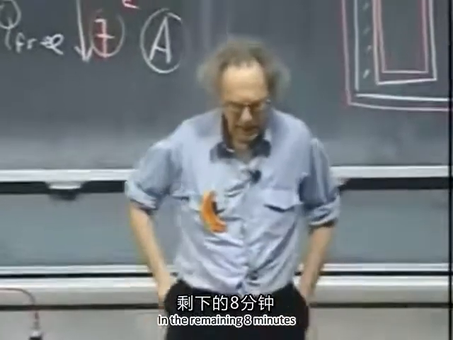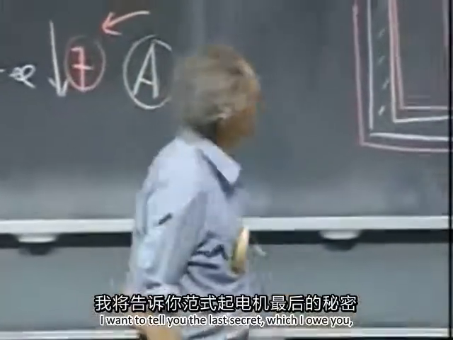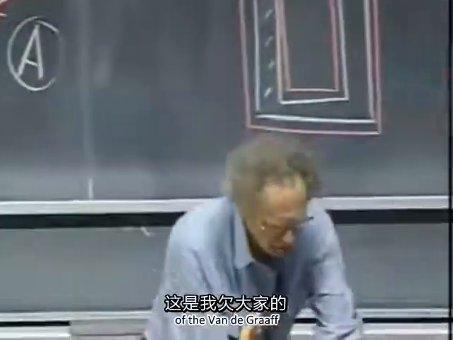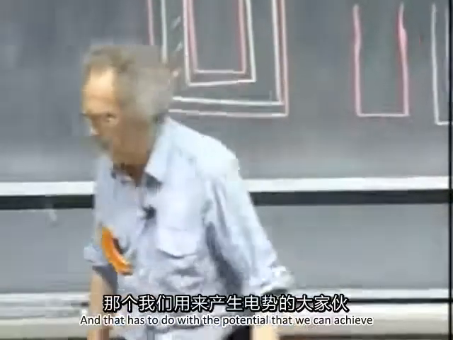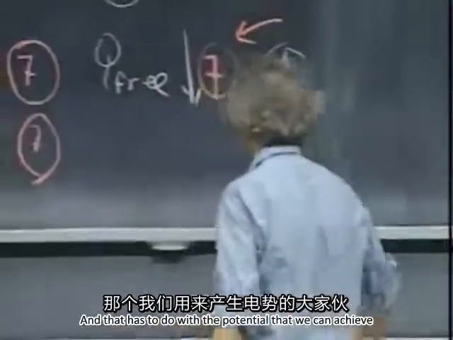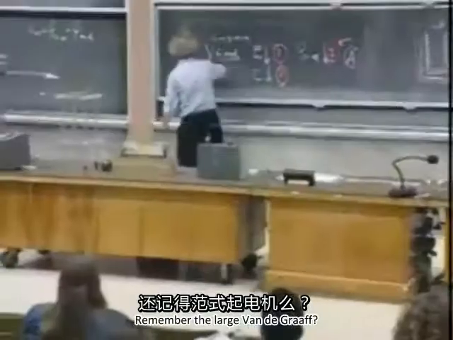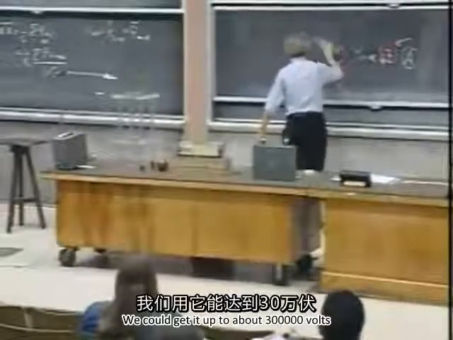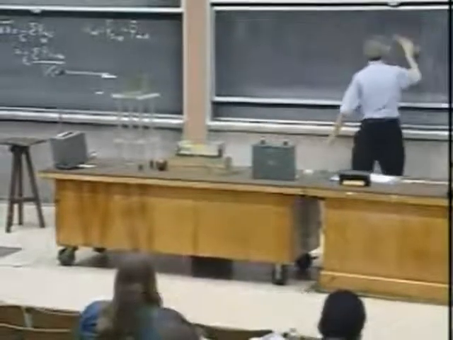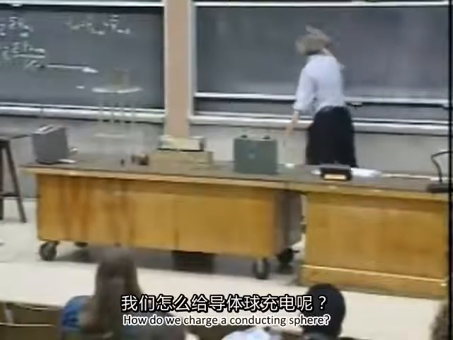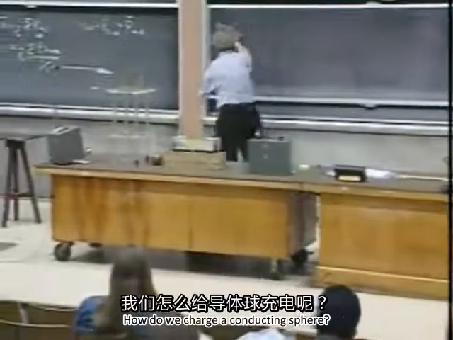In the remaining 8 minutes, I want to tell you the last secret, which I owe you, of the Van de Graaff. And that has to do with the potential that we can achieve. Remember the large Van de Graaff? We could get it up to about 300,000 volts. How do we charge a conducting sphere?